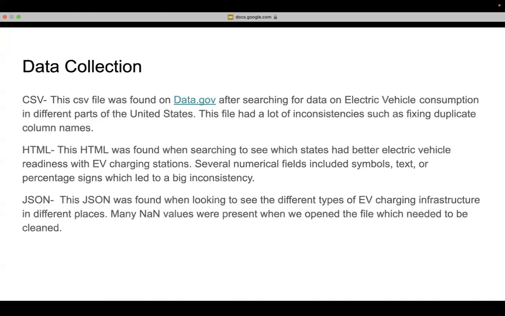For the CSV data collection, we searched for data on electric vehicle consumption in different parts of the United States. For the HTML, we found ours when we were searching for states that had better electric vehicle readiness, such as EV charging ports in different parts. And for the JSON, we were looking to see different types of EV charging infrastructure in different places. We found that, and there were inconsistencies in all three of them that needed to be cleaned.